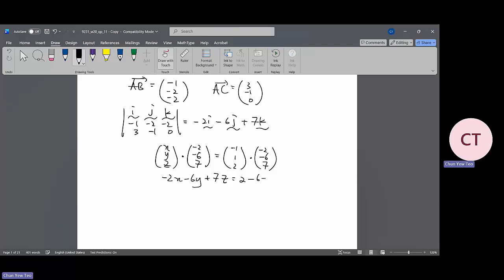2 minus 6 plus 14. Then I get this 10. Of course, you can also make the coefficient of x become positive. Then you can get this as well. So usually we like to make the coefficient of x become positive. Okay, so this is the answer for part A.